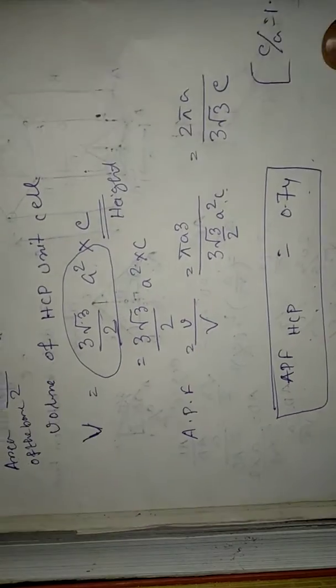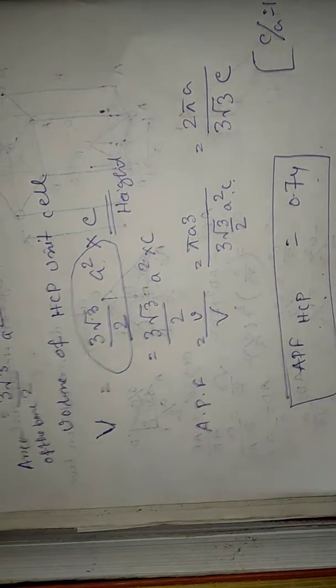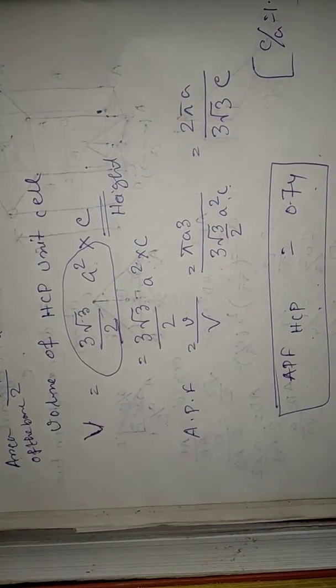Now that is basically the area of the base. So this is the area of the base, as you know, for the total unit cell volume. So what is the area of the base? This is the area of the base.